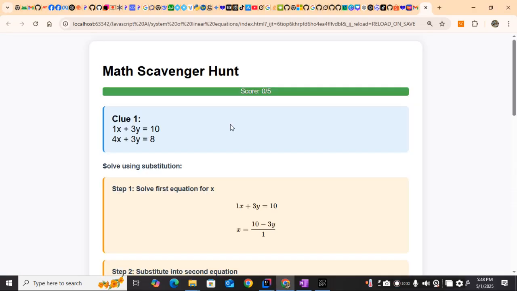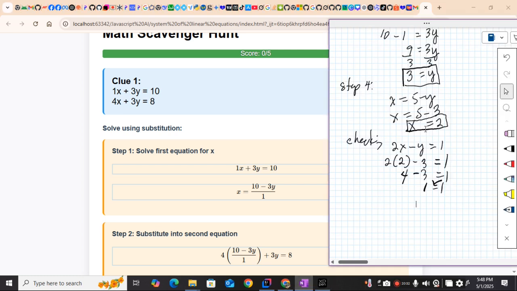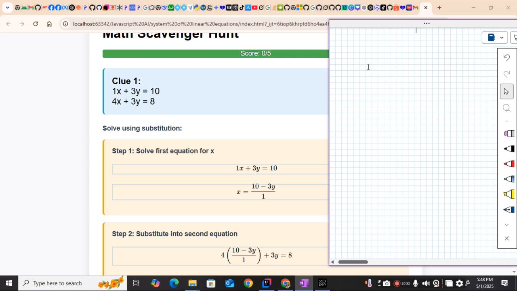Essentially, I have converted it to a game. So we have a clue here. The first clue is we have this system of equations to solve. So we can try to use substitution first. Let's see what the solution is. I'll try to list everything down.